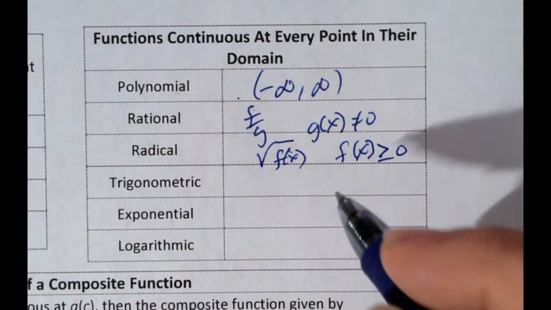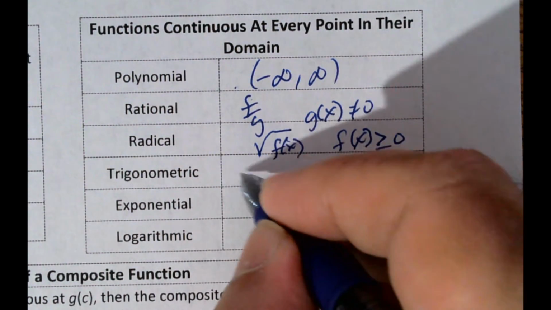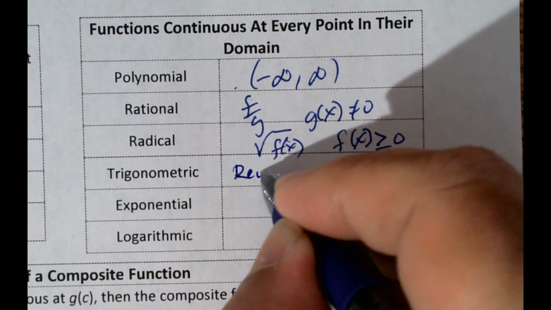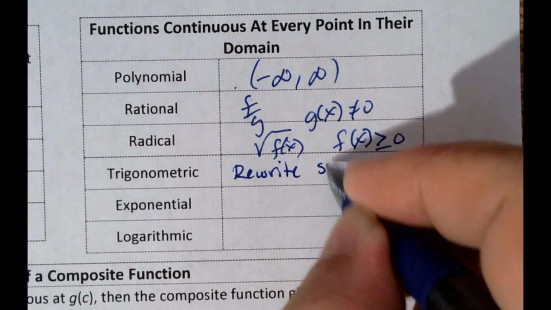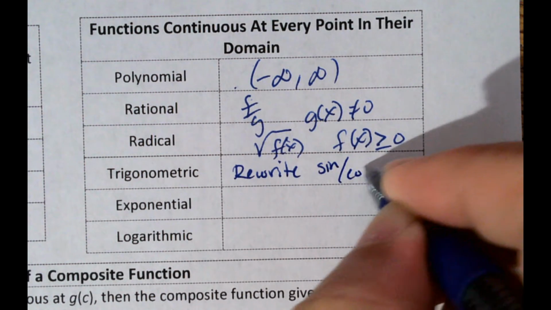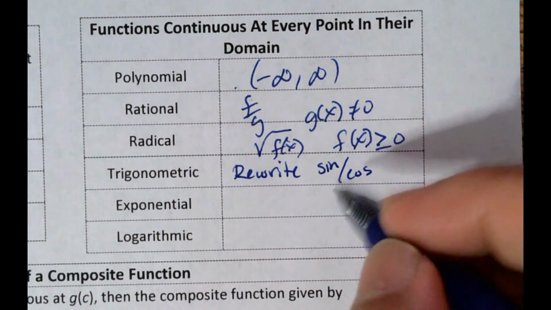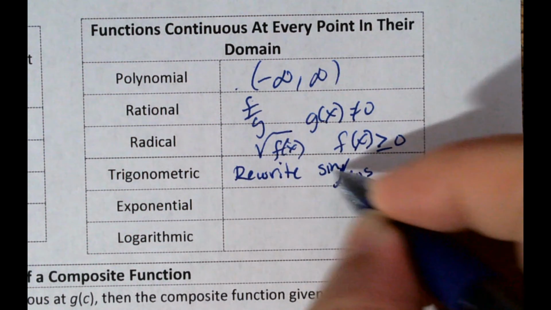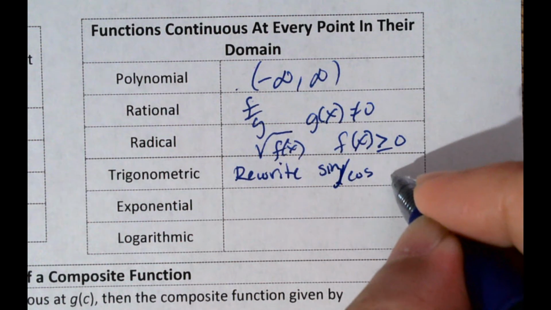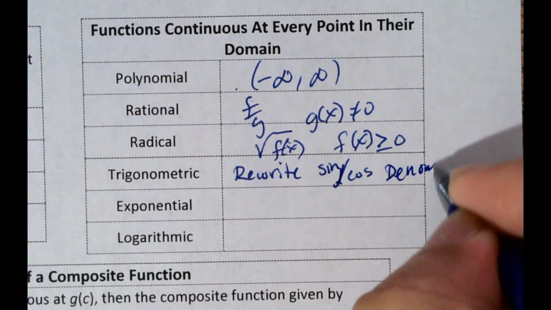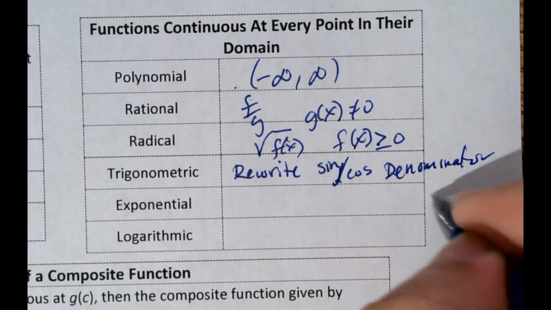Trigonometric. Rewrite any trig function in terms of sine and cosine. That's not a division, I'm just writing sine, cosine. Okay? And then identify the denominator. Then the denominator does not equal 0. Right?